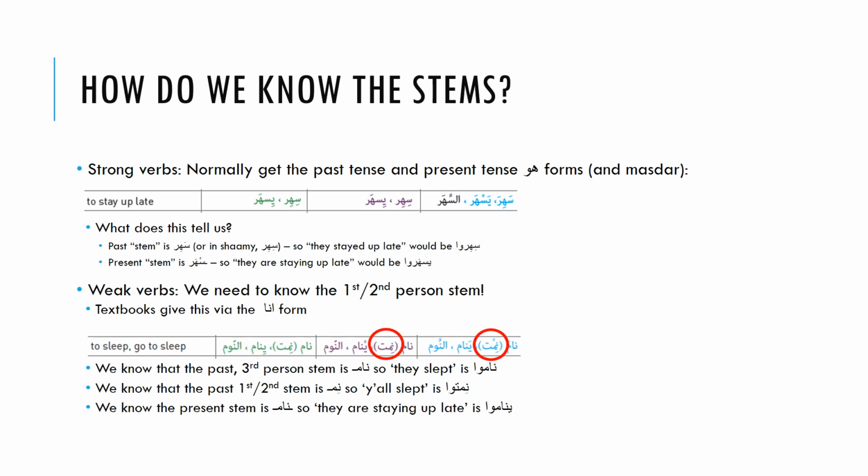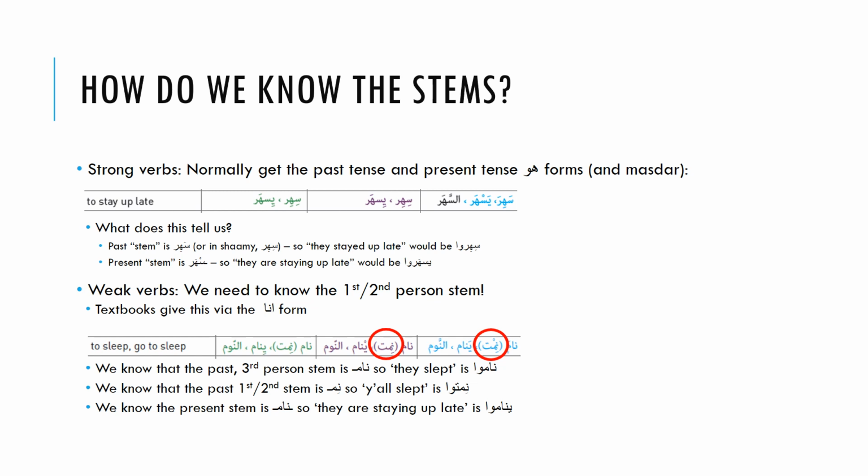So this is a vocab item from Al Kitab, and it's the verb to stay up late. And if we look at the Fusha, it's Sahira Yashar. In the Shami, it's Sihr Yashar. The most important is that middle vowel, though. So what does this tell us? This tells us that the past tense stem is Sahr, or Sihr.